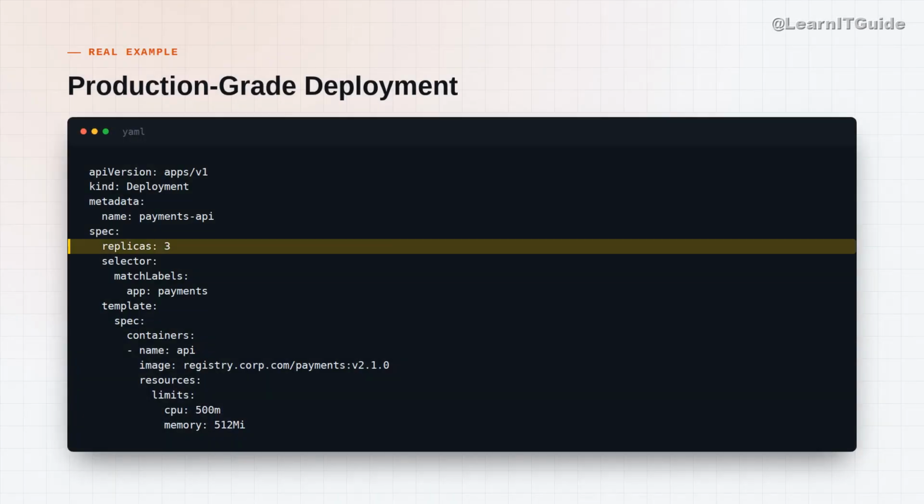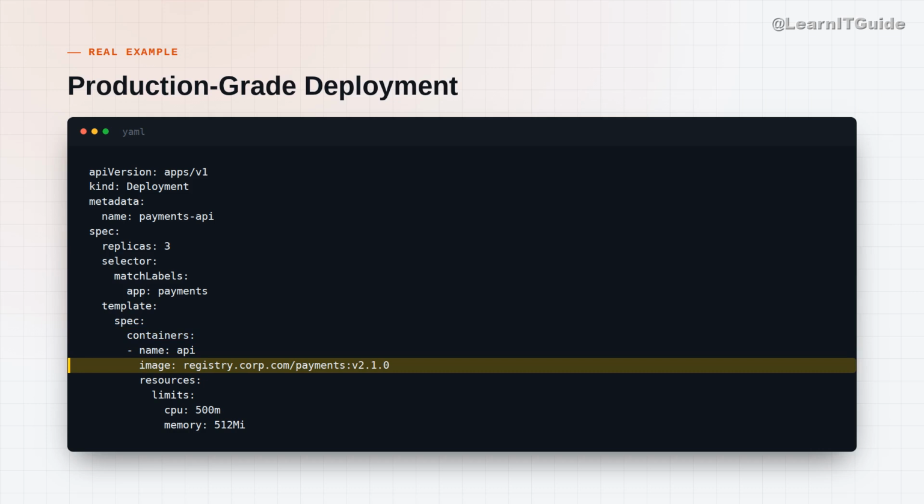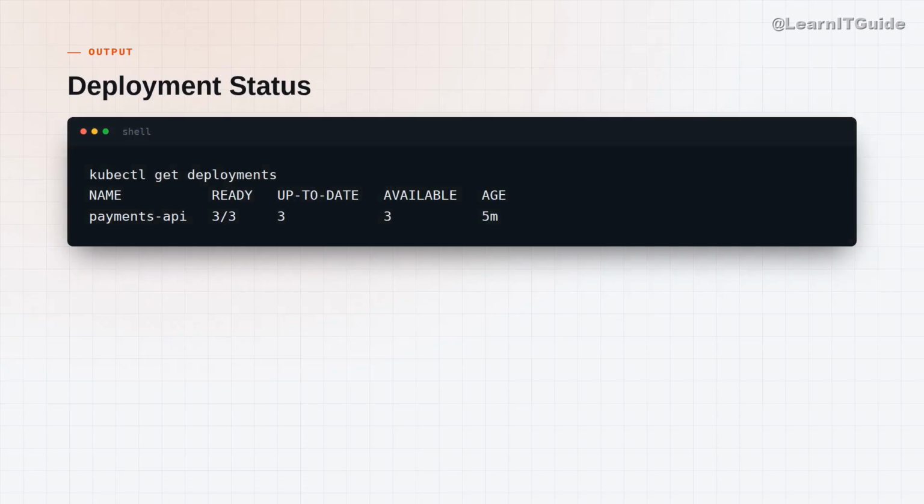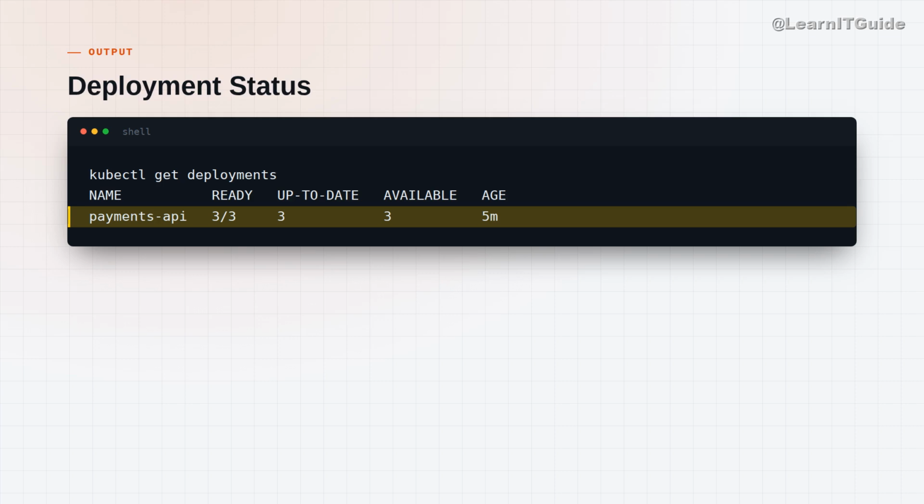Now look at a production-grade deployment file. Notice the replica count on line 6. That ensures high availability. On line 12, we pull from a private registry. And on line 14, we set resource limits. A senior engineer always sets these limits. Without them, things can go wrong. After applying that config, you verify the status with the get deployments command. You want to see that all 3 replicas are ready and available. If you see 0 out of 3, your pods are likely crashing, and you need to check your logs.